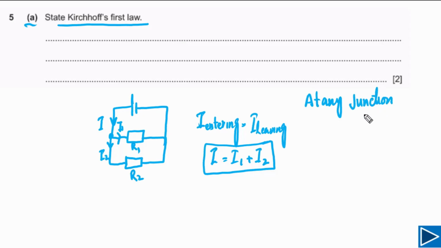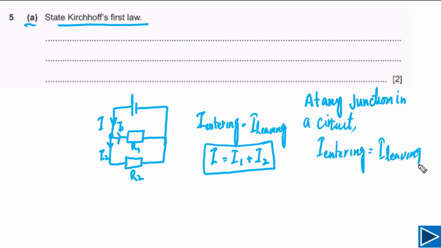At any junction in a circuit, I entering has to be equal to I leaving. That's all what you need to write down. I entering has to be equal to I leaving. So if you write down these 2 points, you will get 2 marks. But for this question, I entering is equal to I leaving.